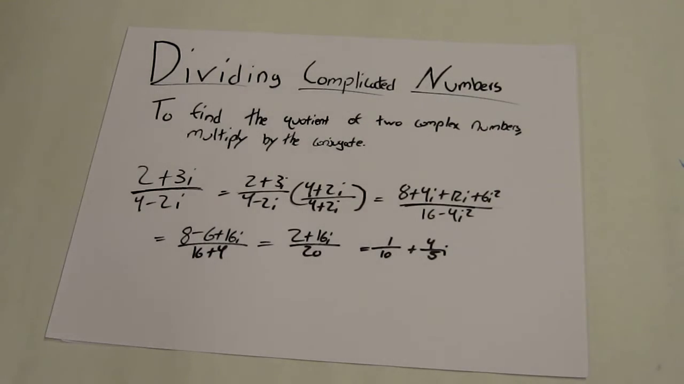Dividing complex numbers. To find the quotient of two complex numbers, multiply by the conjugate. An example equation is finding the quotient of 2 plus 3i over 4 minus 2i. Multiply by the conjugate, 4 plus 2i over 4 plus 2i. You come up with 2 plus 3i over 4 minus 2i times, in parentheses, 4 plus 2i over 4 plus 2i. Multiplying top and bottom and combining like terms gives you 2 plus 16i over 20. The simplified and final answer is 1 over 10 plus 4 over 5i.